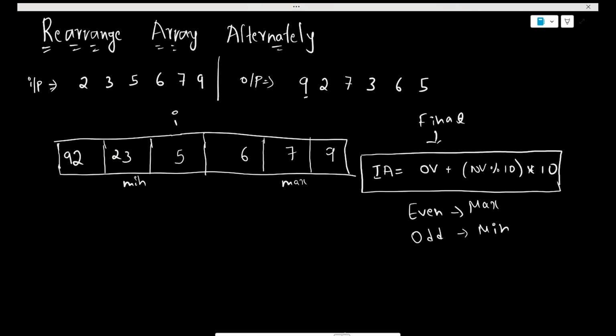Yeah, for i equal to 2, what's the intermediate answer? 5 plus what's the new value? Here i equal to 2 means even index. For an even index we should take max. 7 percentile 10 into 10, that is 7 into 10, 70 plus 5, 75. So update here 75, and i is incremented, and we have used max, so max is decremented.